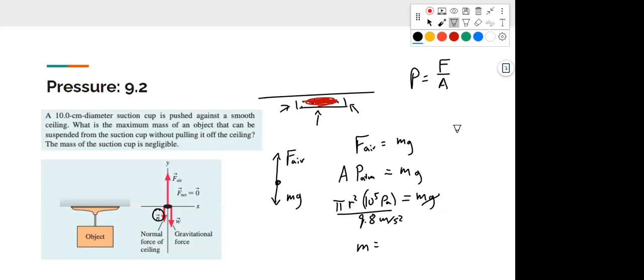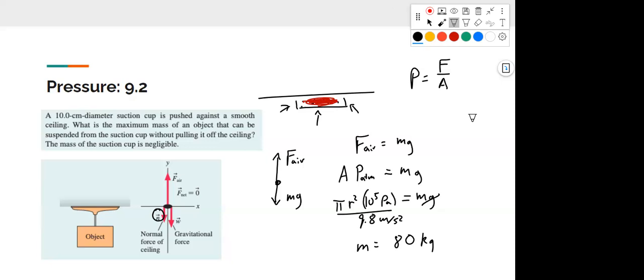Okay, so I plug this in and I get about 80 kilograms. Remember to convert your centimeters into meters before you square it. And so this is kind of crazy, 80 kilograms, that's more mass than me. So if I had a small 10 centimeter suction cup, I could stick it on the ceiling and it could hold my entire weight, which is saying something about the realism of James Bond.